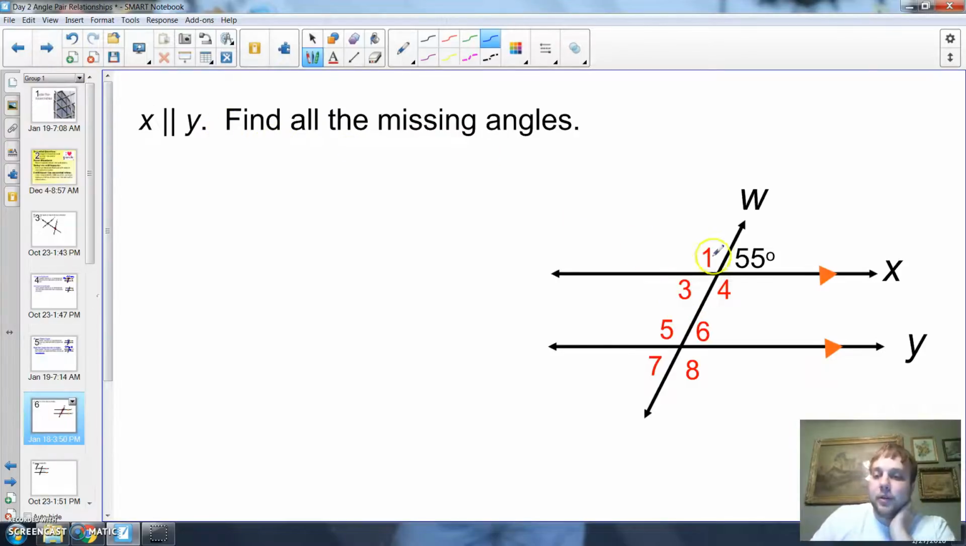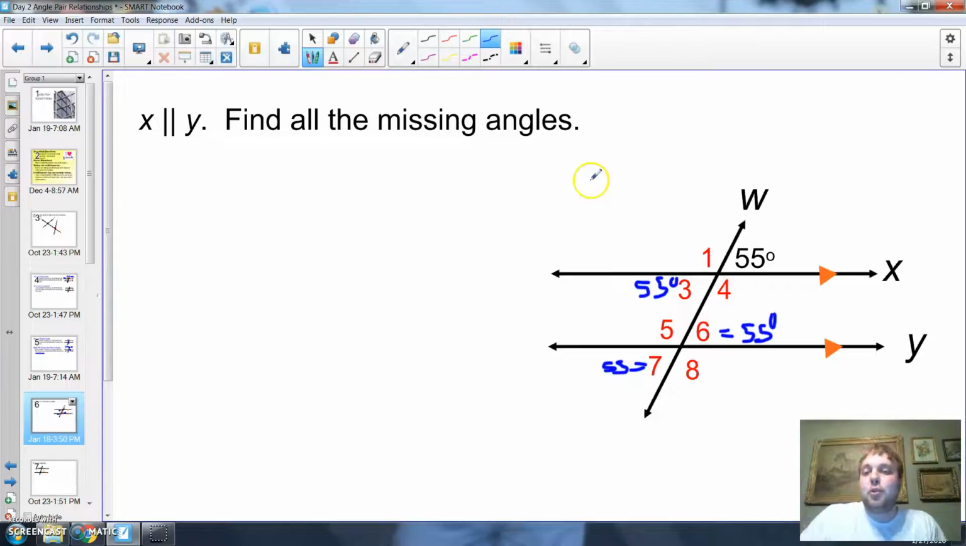Find all the missing angles. All right, this is an acute angle, right? So I'm going to look for all my acute angles, and they're 55 degrees. So guess what number 3 is? 55 degrees. That's an acute one. Let's find another acute one. 6. That's acute. That's 55 degrees. All my acute ones are 55. 7. It's another acute one, right? I think I labeled all my acute ones.